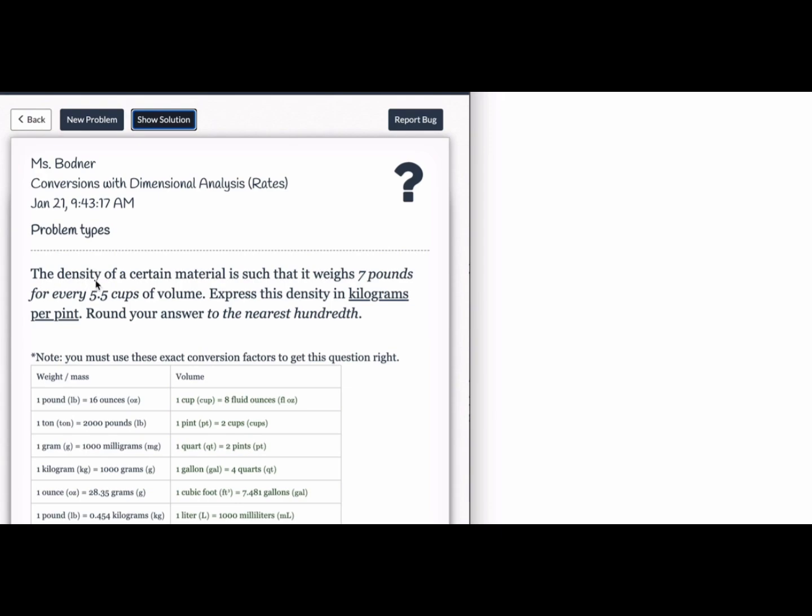Conversions with dimensional analysis. The density of a certain material is such that it weighs 7 pounds for every 5.5 cups of volume. So let's write that down. So we have 7 pounds, and when it says per, that means divided by 5.5 cups. Express this density in kilograms per pint. So eventually we want to get to kilograms per pint. Round your answer to the nearest hundredth.